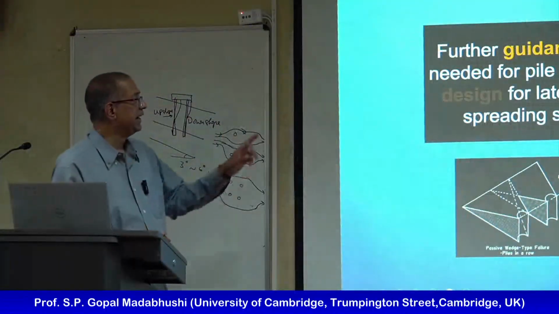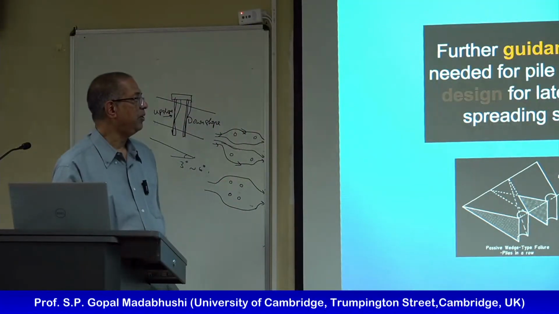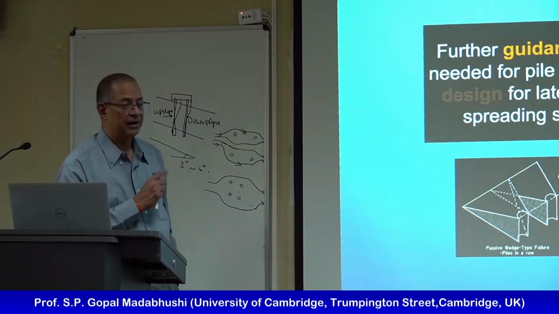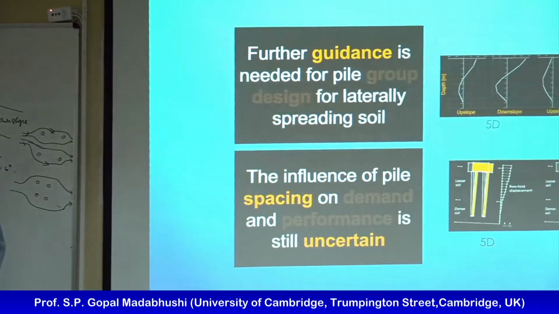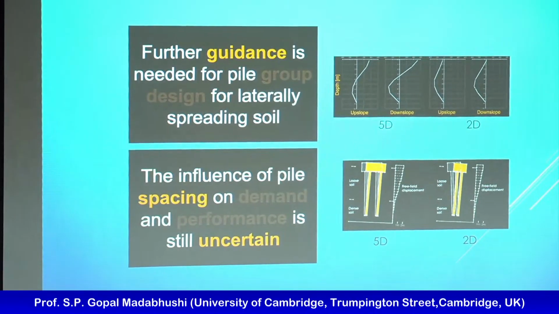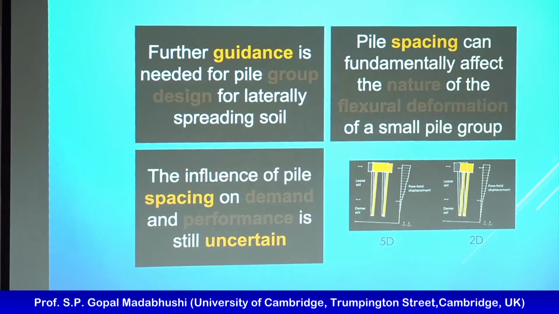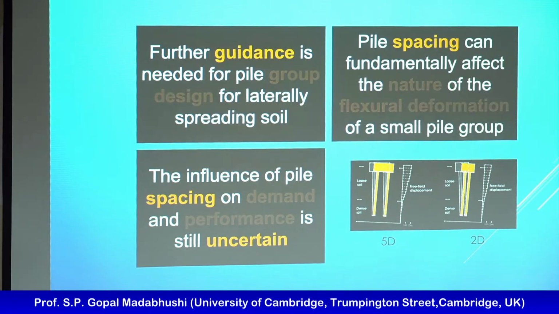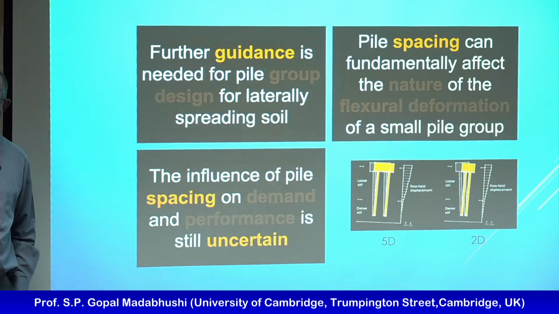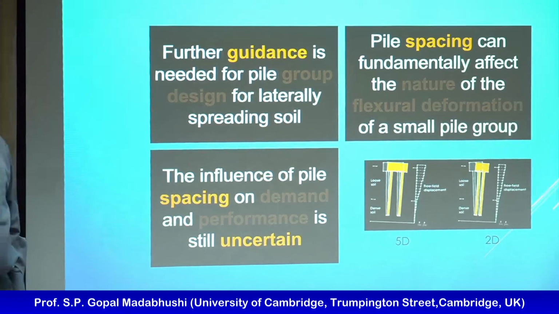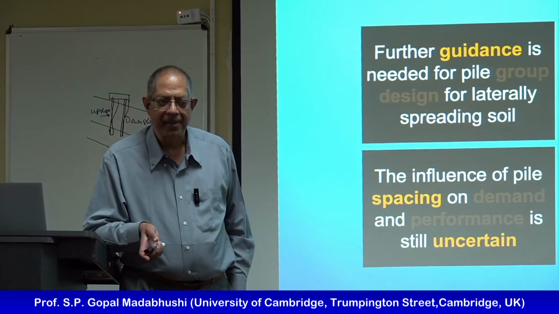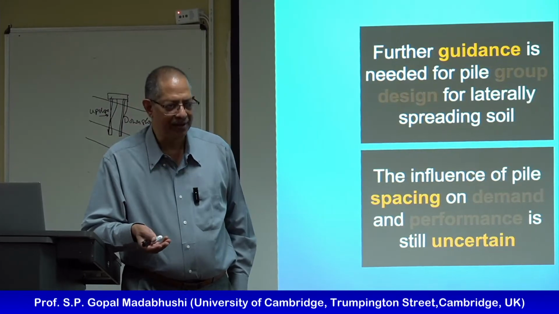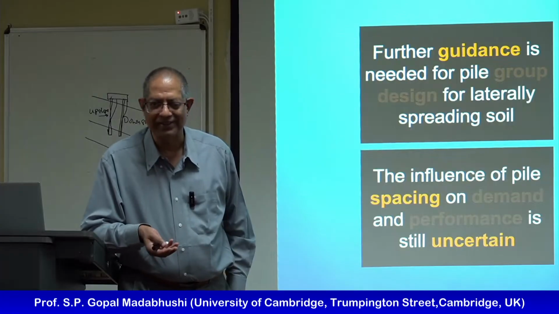So we really need further guidance for piles in laterally spreading soil, especially when they're in pile groups. Spacing, I mean, we've done the two extreme spacings, right? Where does the bending translate into rotation? People can do more experiments between 5D and 2D, maybe 3D, 2.5D. We haven't done all that.